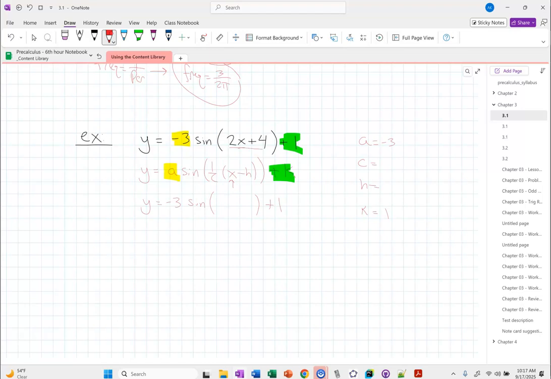So how do we take something like 2x + 4 and get it to look like something times parentheses x minus h? What is it called when I take something that looks like this and make it look like that? Remember what that process is called? Starts with an F. Factoring, yes. So what do you have to factor out of the 2x + 4?